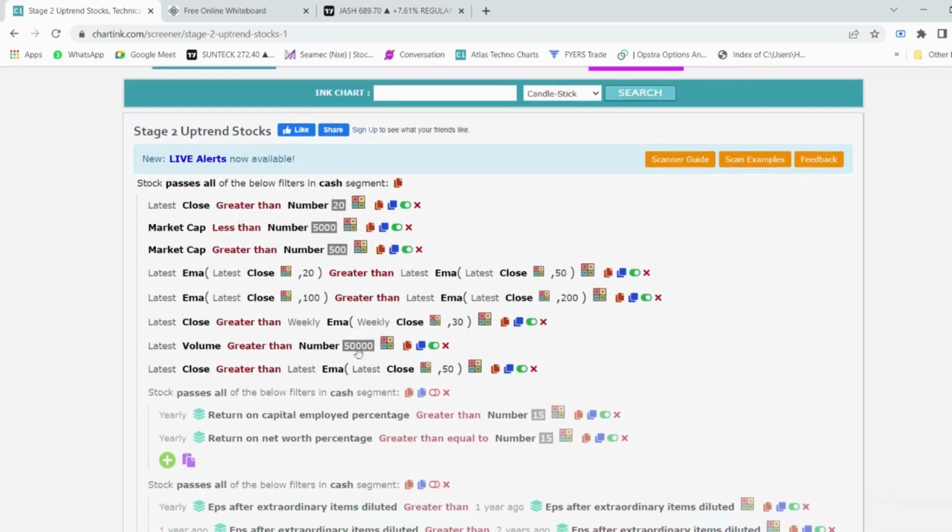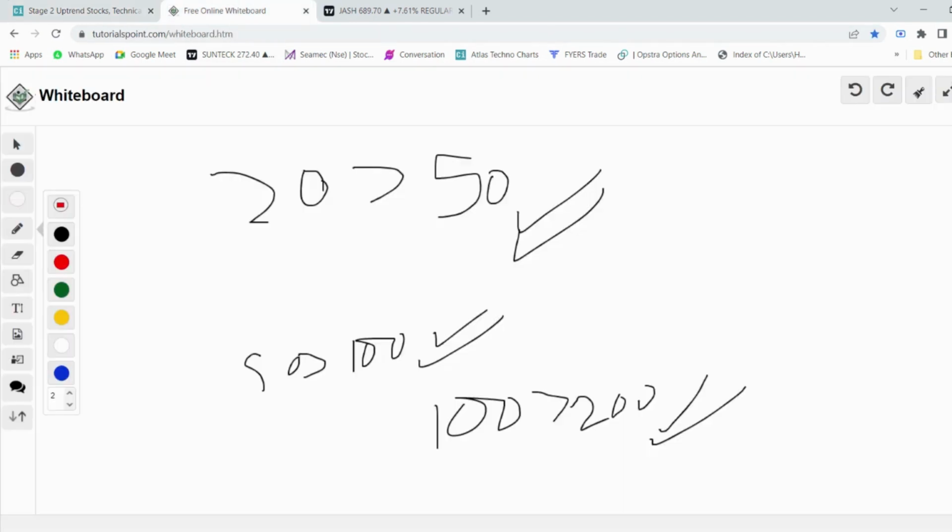Also, if a stock is in stage 2, then its close has to be above the 30 EMA. So we are using the 30 EMA weekly criteria, and the latest volume is greater than 50,000. Why are we using 50,000 as a number? Because we need an average volume that is greater than 50,000. That is the volume criteria, and the latest close should be above the 50 EMA. So we are also filtering out stocks that are in an uptrend.